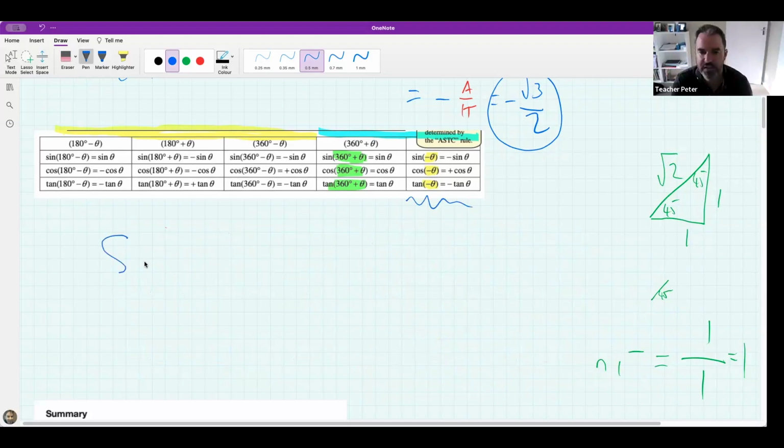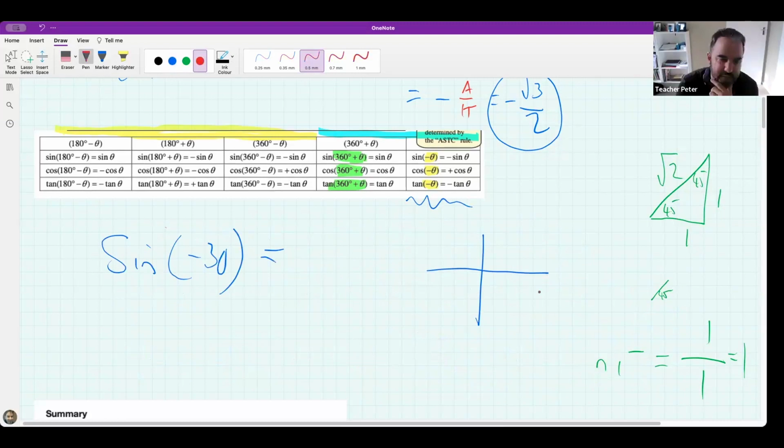If I say to you, what is the sine of minus 30? If I want you to change that to a positive angle, if you are visualizing the angle of minus 30, you end up in this quadrant. Is sine positive or negative in the quadrant 4? Tell me, is it positive or is it negative in quadrant 4? It's negative, right? So it's negative.